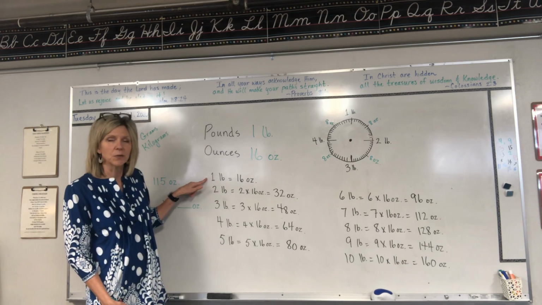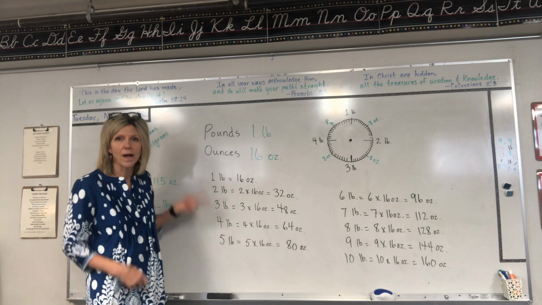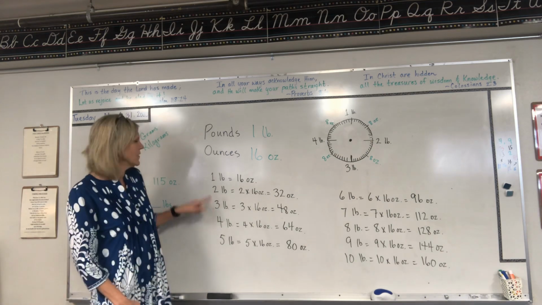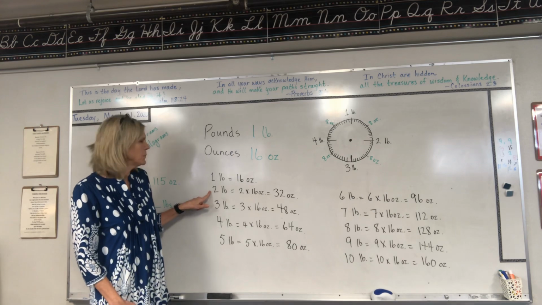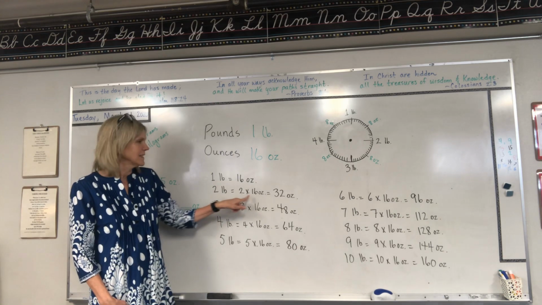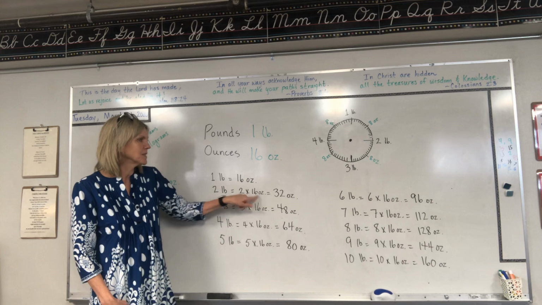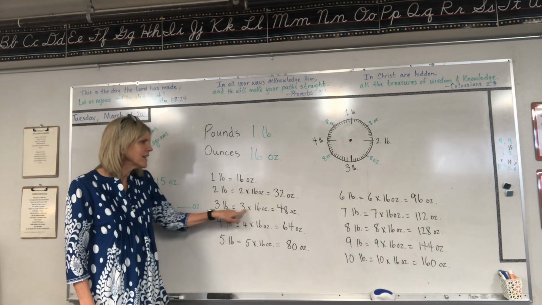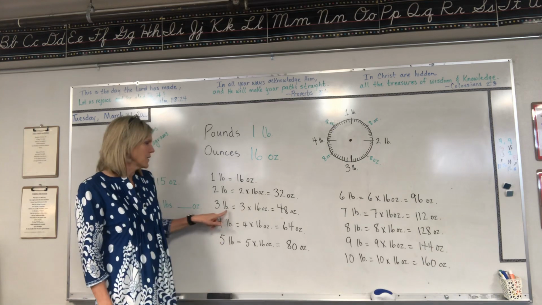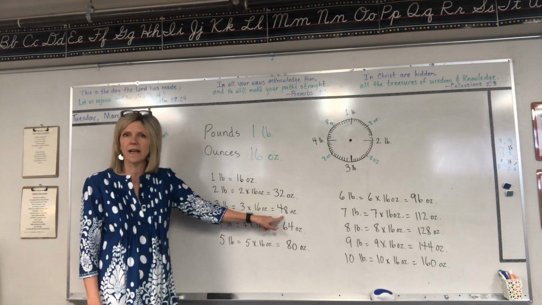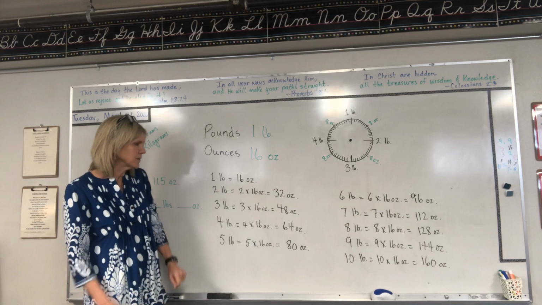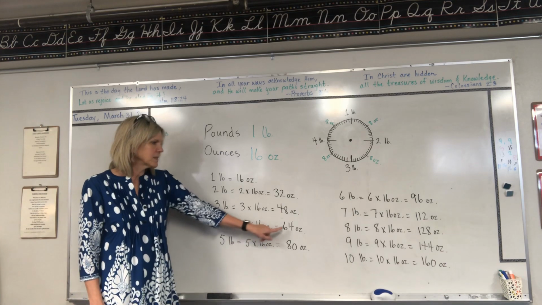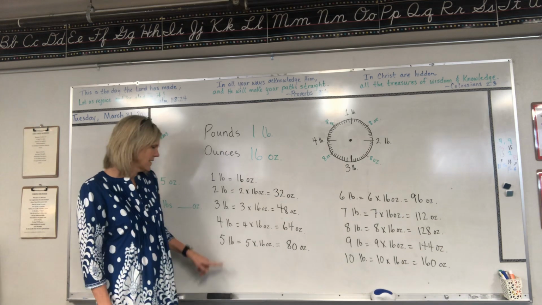So 1 pound equals 16 ounces, right? 16 ounces equal 1 pound. So 2 pounds would be 2 times 16 ounces, which is 32 ounces. 3 pounds is 3 times 16 ounces. Well, 3 times 16 is 48 ounces. 4 pounds is 4 times 16. Okay? So 4 times 16 is 64 ounces.